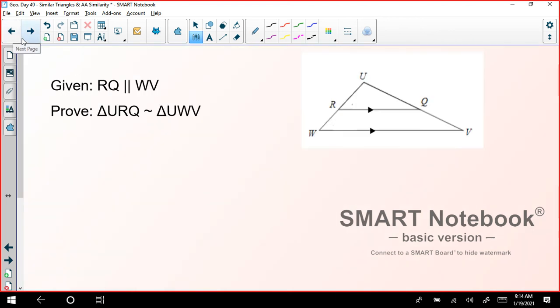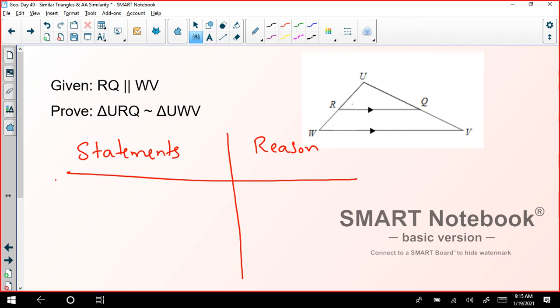Okay, there are a couple of proofs before we end this. Given RQ is parallel to WV, prove that URQ is similar to UWV. Okay, I'll just write statements and reasons, and I want you all to fill up the reasons wherever I leave blank. So first of all, they have given RQ is parallel to WV, which is given.